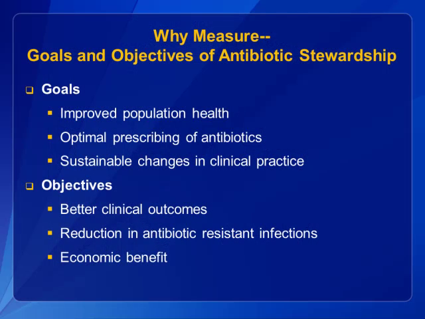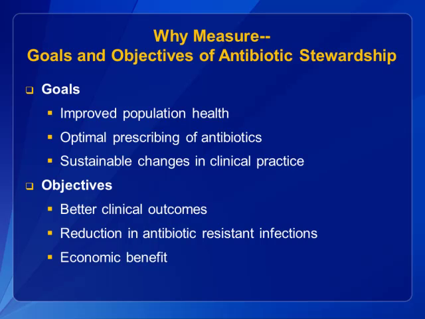And you've also heard that somewhere between 30 to 50% of those antibiotics are either unnecessary or inappropriately or inaccurately prescribed. So with all of that as background, what are we trying to achieve with antibiotic stewardship? Well, we have goals and we have objectives. The goals are improved population health. At the end of the day, the goal of antibiotic stewardship or any public health intervention is to improve the health of the population.